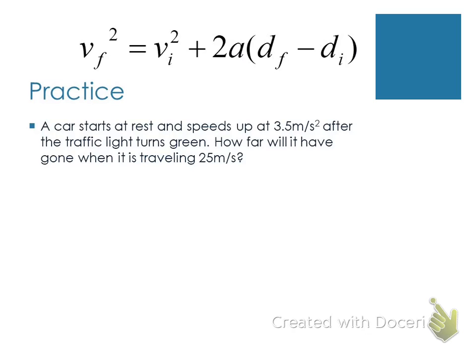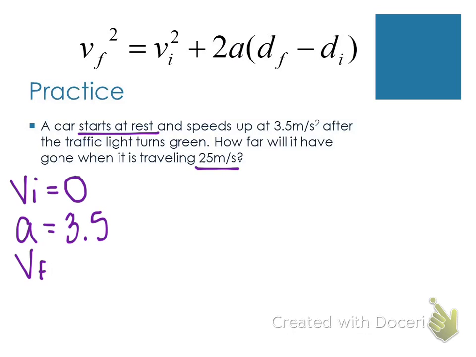Don't get freaked out by word problems. I know a lot of you are. You have to break it down. The second velocity is 25, right? What's our initial velocity? It starts at rest, so it's 0. Our acceleration is 3.5. Our final velocity is 25.